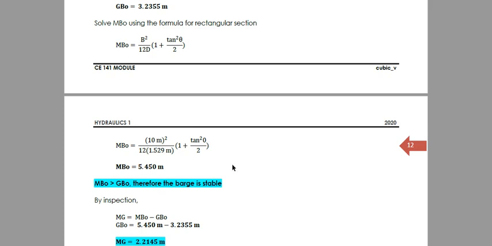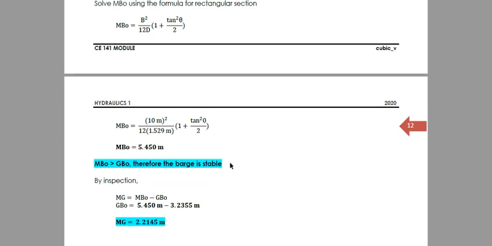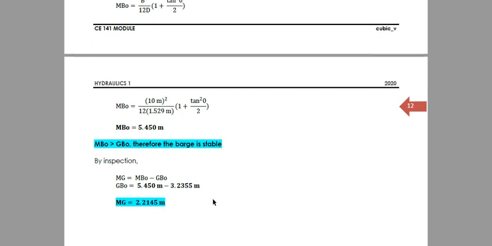So it is safe against rolling. Then, by inspection, we solve for MG since MBO is greater than GBO. We solve for MG by subtracting these two: MBO, that's 5.450 meters, minus 3.2355 meters. We have an MG along the short center line equivalent to 2.2145 meters. That is our metacentric height along the short center line. So, it is safe for both sides, long and short sides.